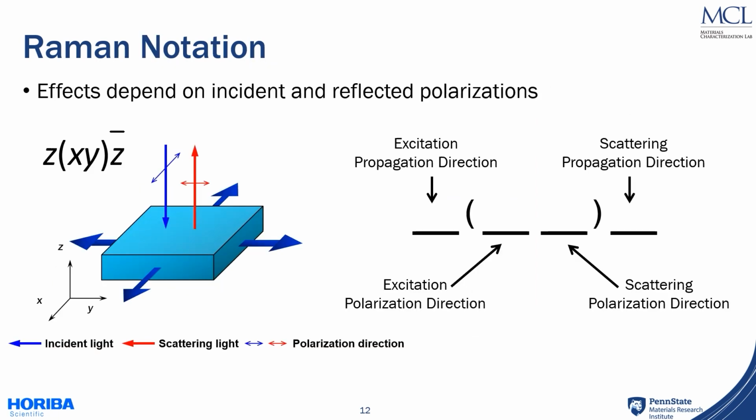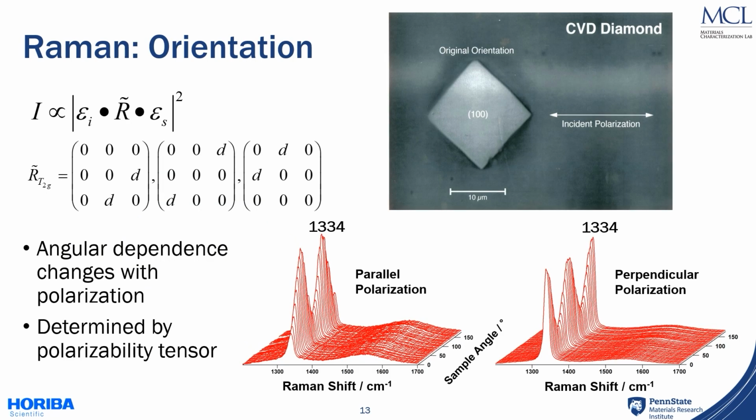So as an example of this, we typically use a notation that looks like this: Z(XY)Z bar. So the light comes in along Z, it's reflected back out along negative Z, Z bar, and it has a polarization. So the excitation polarization in this case is X, and the scattered polarization direction is Y. And how this changes depends entirely on the polarizability tensor that governs the Raman scattering.